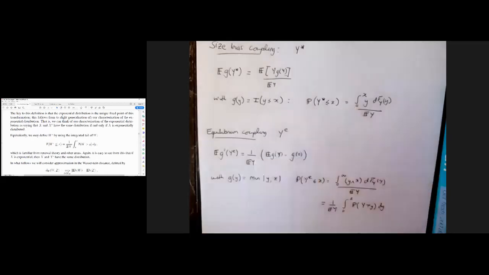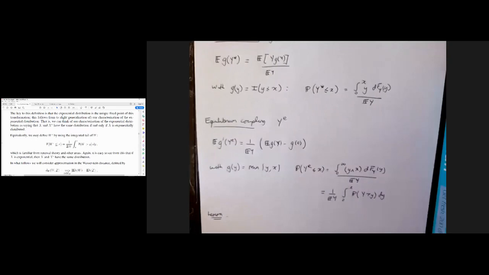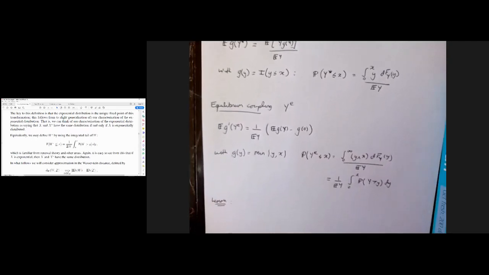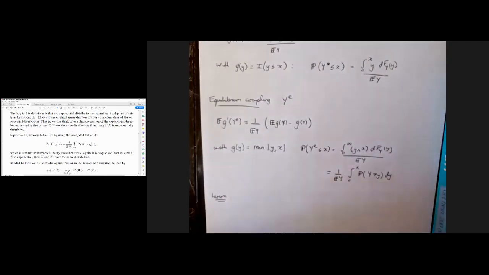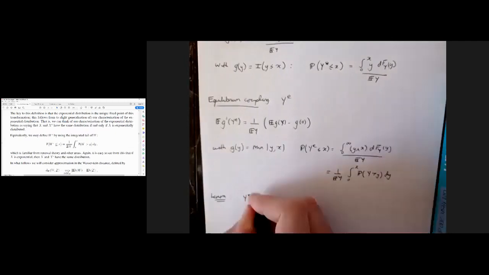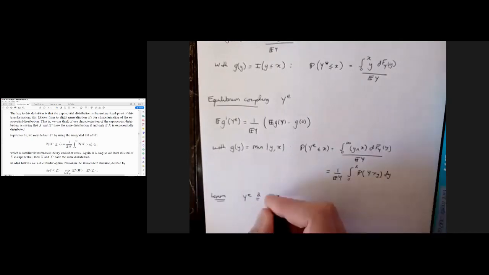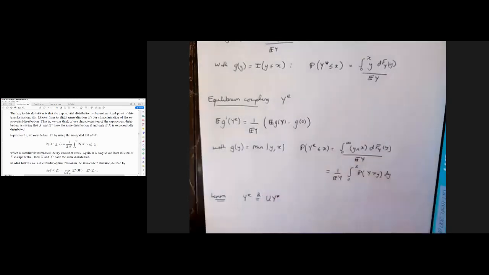The size bias is somewhat similar, but not quite the same. Though as we said last week, there's a very close relationship between these two things, in that I can construct the equilibrium version of y. I'll just write an equality with a d there to mean it's equal in distribution. So I can construct the equilibrium version of y, the distribution of that, by taking the size bias version of y and multiplying by an independent uniform random variable between 0 and 1.